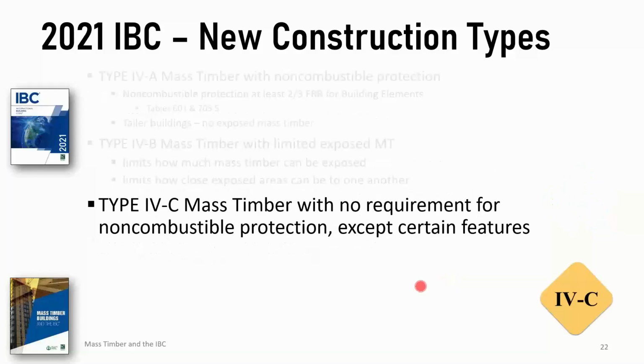And then type 4C, no particular requirement that 2/3 has to be achieved by the non-combustible protection, except certain features are still required to be protected. As I mentioned, shafts and concealed spaces are the primary ones.